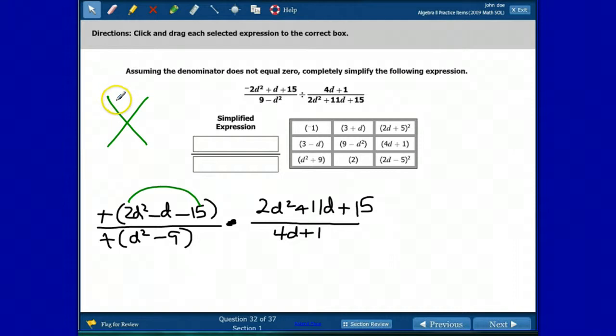The top number is the middle term, which is negative 1. Then I'm going to multiply these two, and that's going to give me a negative 30. I'm looking for two factors that multiply to negative 30 but add to negative 1. That's going to be negative 6 and positive 5. Negative 6 plus 5 gives me negative 1, and negative 6 times 5 gives me negative 30. So those are the two I'm going to use.